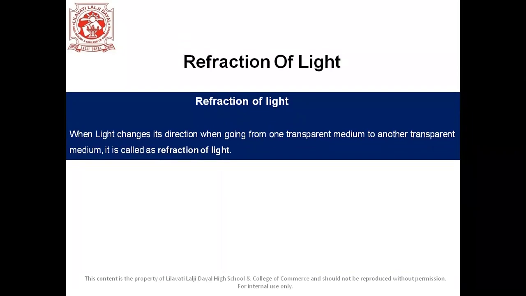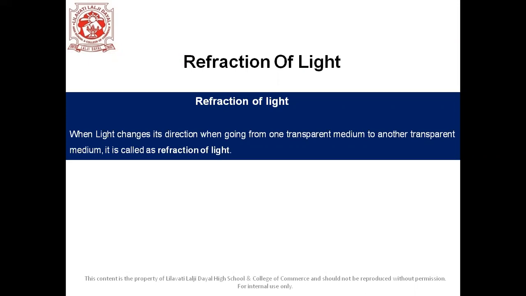Students, in the lower classes we've already studied that light travels in a straight line. Because of this, if an opaque object lies in its path, a shadow of that object is formed. And we've also learned how these shadows change due to the change in relative positions of the sources of light and the object.